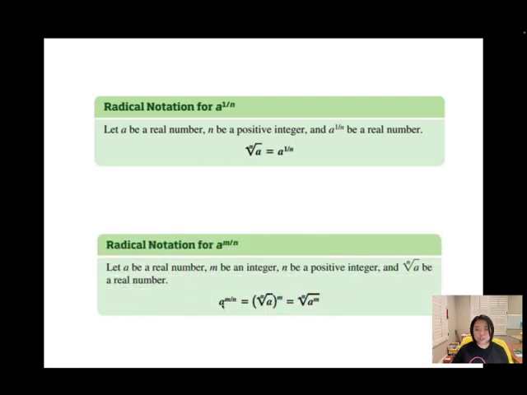Now, when we have a to the power of m over n, since this is 1 over n, we could use the previous formula. We could make it like the nth root of a, and then the m is going to be outside of it. The m is just the exponent for the whole thing. Or you could put the m here, a to the power of m, and then we take the nth root of this.